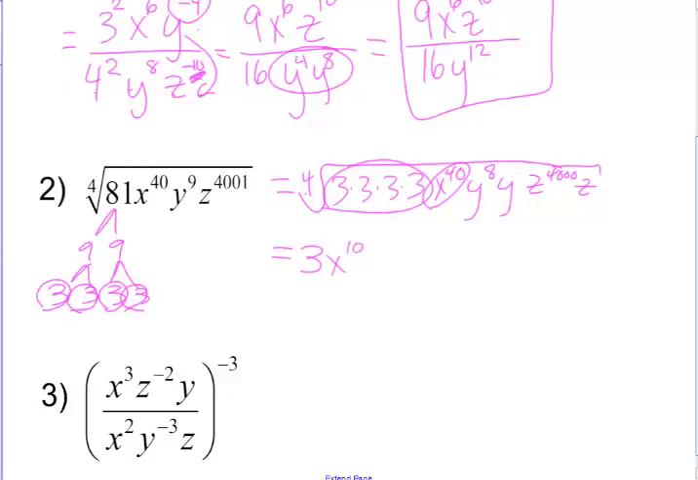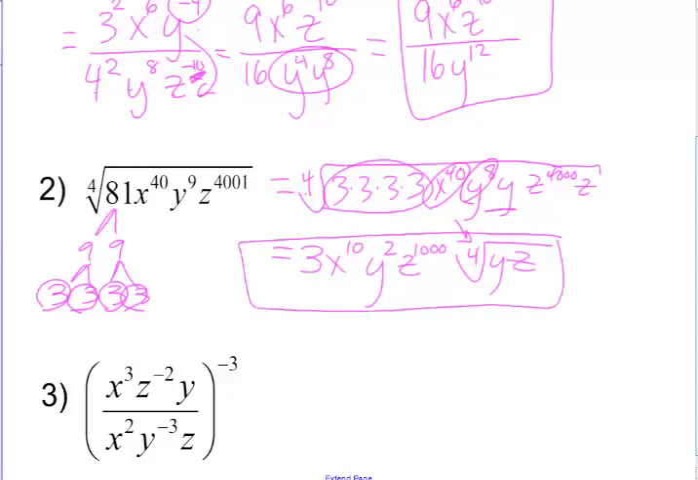Do I have any left over? Nope. How about the y to the 8th? How many groups? I can get 2 groups of y. And then I do have a y left over, this extra y right there. So that's going to go under the radical. Make sure it's a 4th root. Okay, don't forget that 4 right there. Z to the 4,000 would be z to the what? With an extra z underneath. So this is your answer.